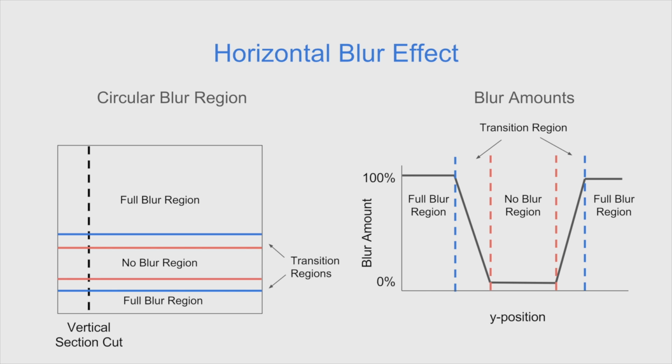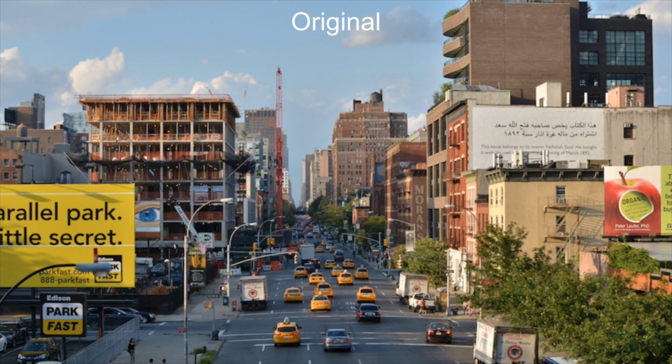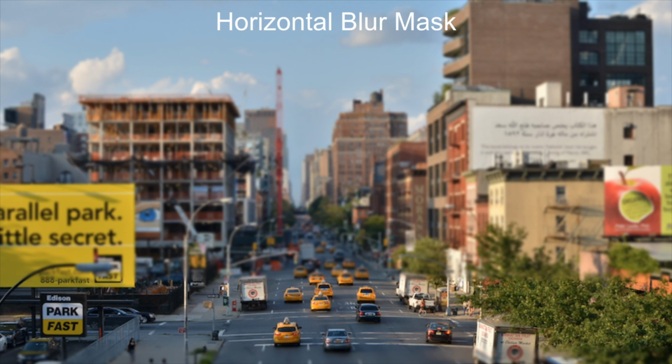In order to avoid a sharp contrast between blurred and in-focus areas, we smooth the transition using a linear gradient. As you can see, the transition regions are located between the red and blue lines. The same transition applies to the circular blur mask. Let's compare the original image with no blurring to the image with a horizontal tilt shift effect applied.